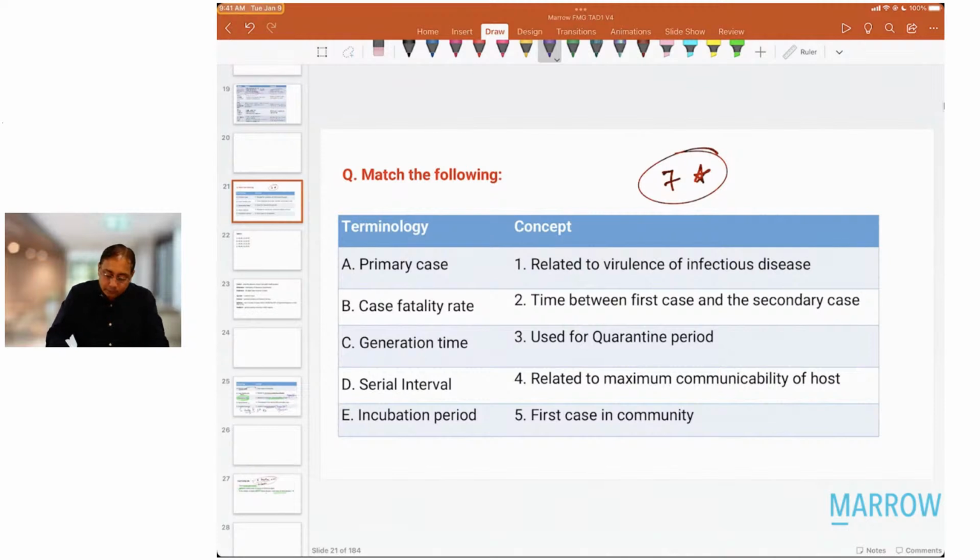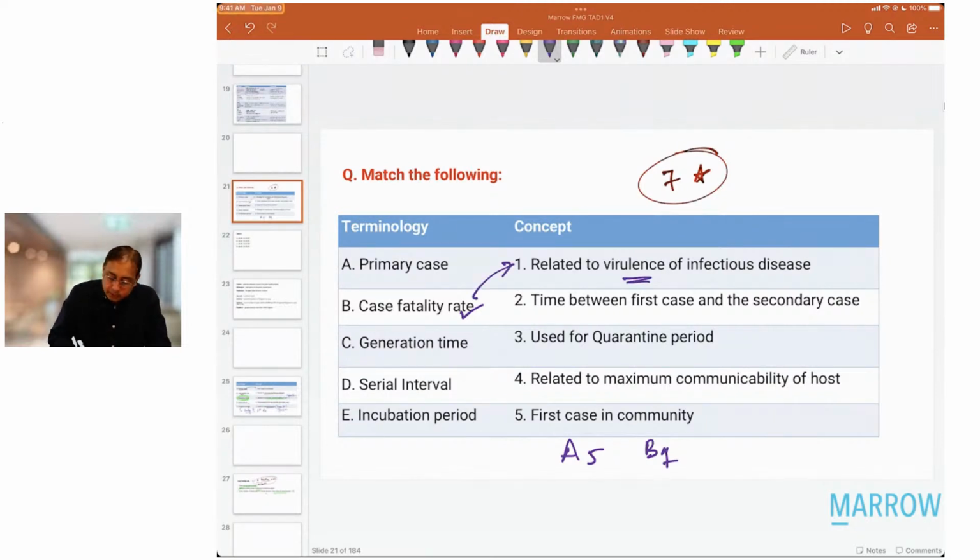Primary case is the first case, so A would go with number 5. Case fatality rate, B goes with 1. It is related to the virulence of the infectious agent, so B goes with 1.